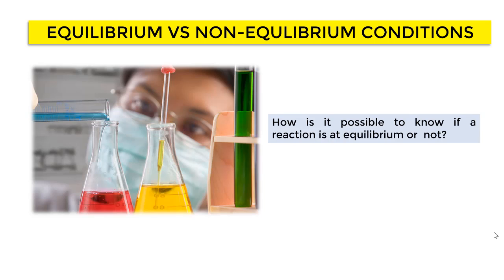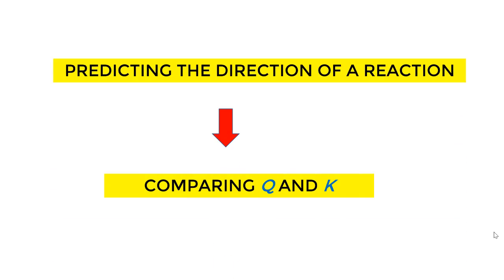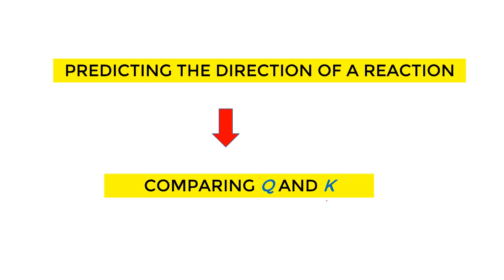To determine whether the reaction has reached equilibrium or not, we have to compare the value of Q and K. Usually the value of K, K is Kc or Kp.